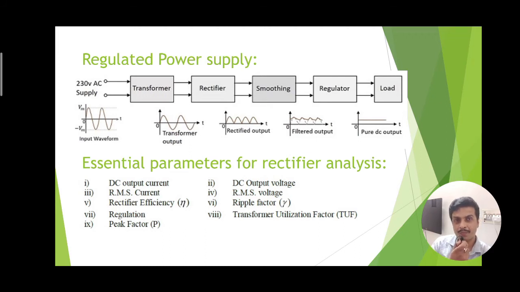There are essential parameters for the rectifier analysis which are listed below, such as the DC output current, the DC output voltage, root mean square current, root mean square voltage, rectifier efficiency represented by eta, ripple factor represented by gamma, regulation, obviously voltage regulation, transformer utilization factor, and the peak factor.